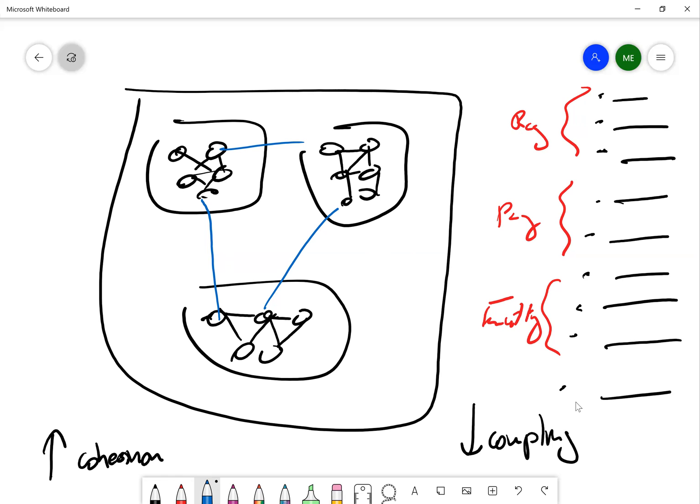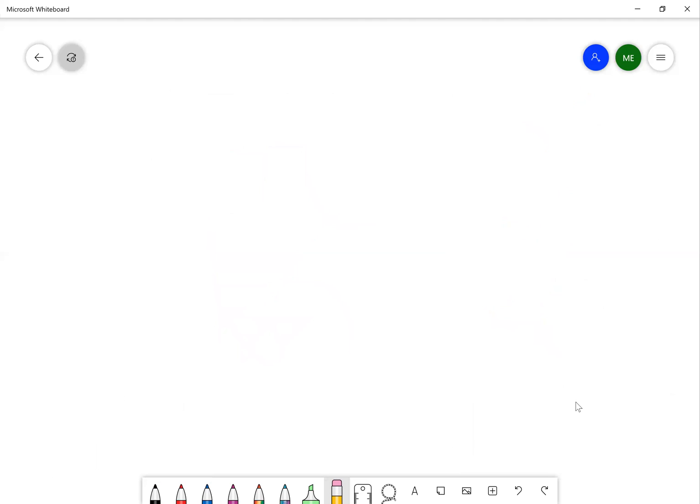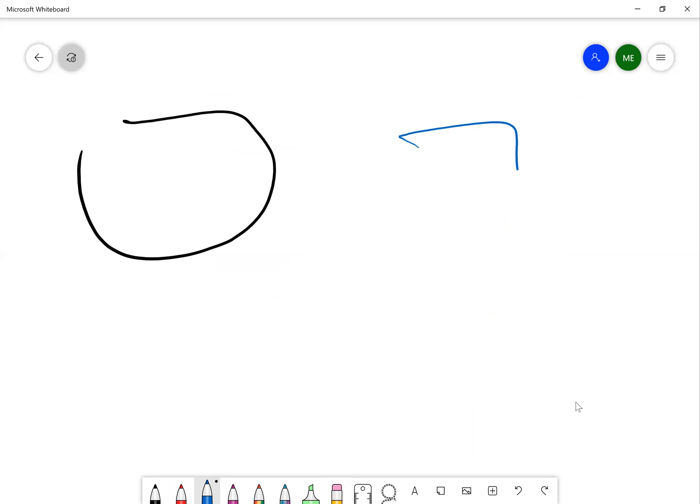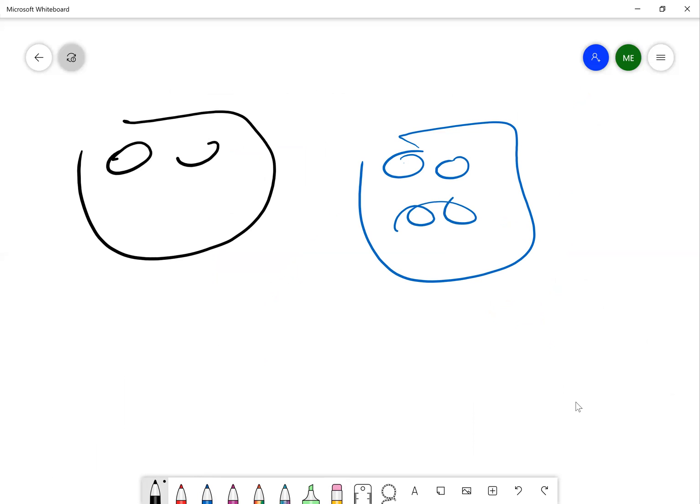Okay, and we want the cohesion to be as high as possible. The premise behind this is, had I had two subsystems over here, this is the way it was supposed to be. You got a black one, you got a blue one. The blue one's got those classes. The black one's got those classes inside. There's supposed to be a high level of cohesion over here and a high level of coupling over there.